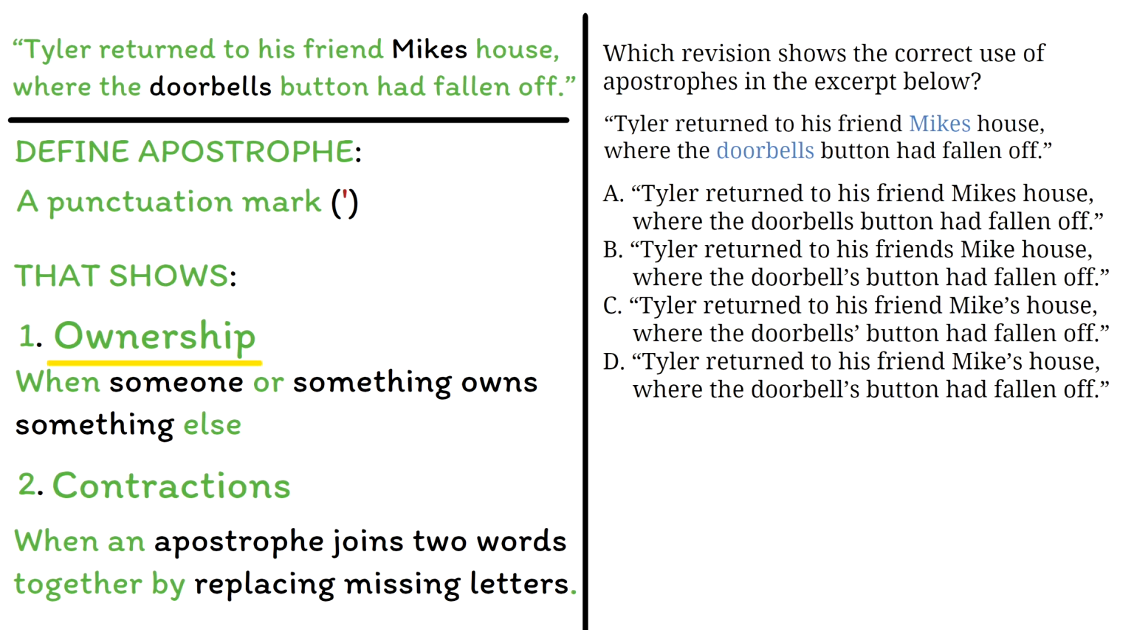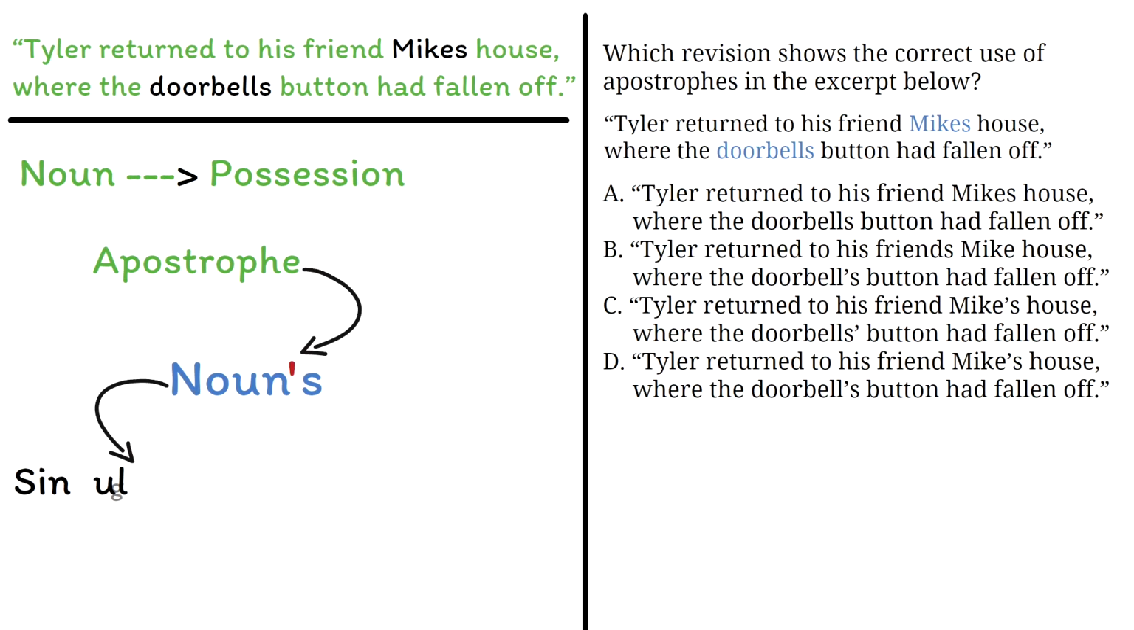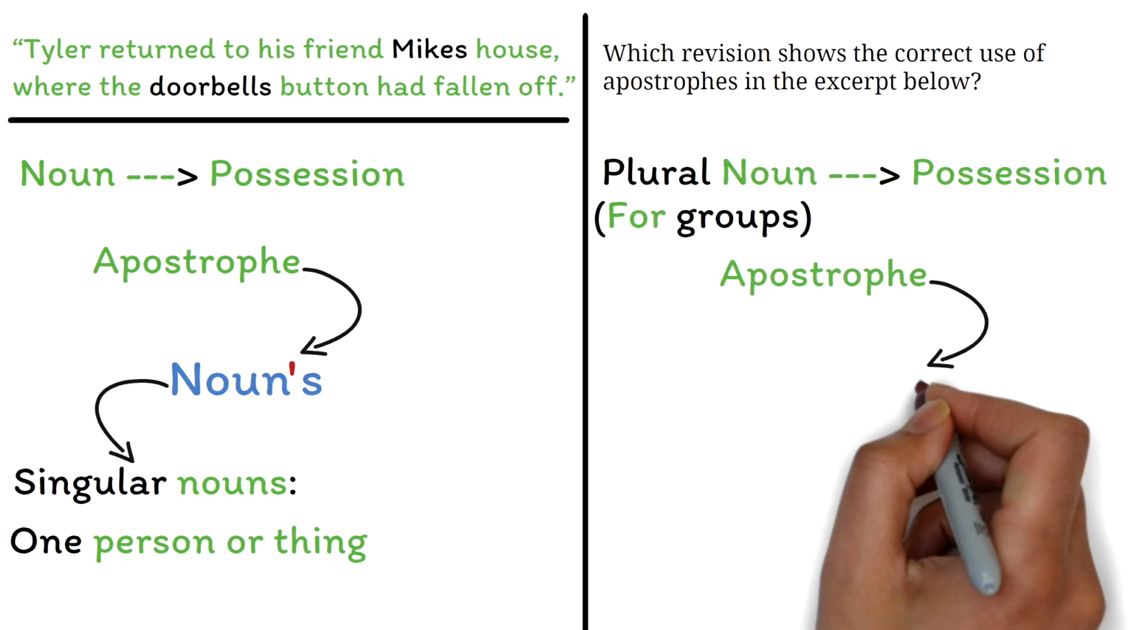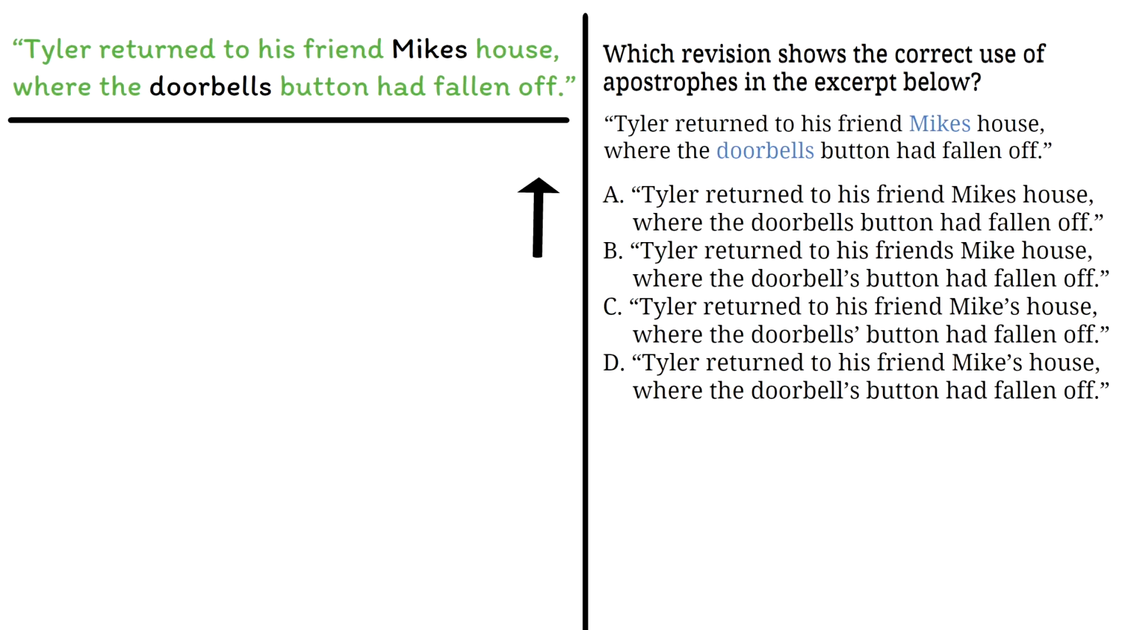Now, when a noun is showing possession in a sentence, the apostrophe usually comes after the noun that owns something, followed by the letter S. Note that this rule applies only when the noun is singular. That means just one person or thing. However, when a plural noun shows possession, the apostrophe is placed after the letter S at the end of the noun. This is the key difference to remember when using apostrophes to show possession, whether the noun is singular or plural.